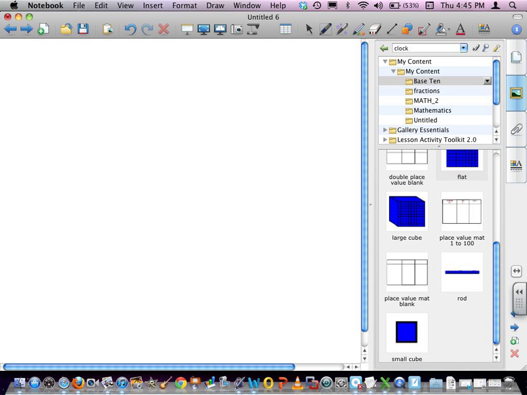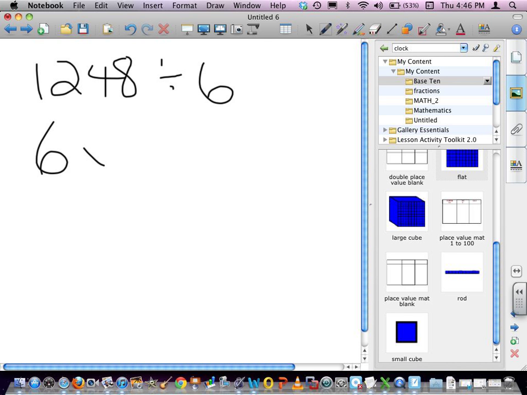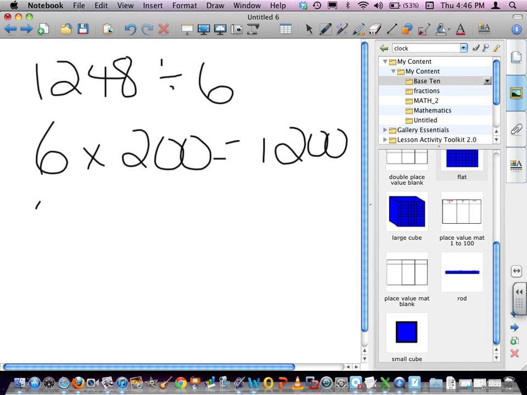So sometimes we might do something like 1248 divided by 6, right? So I might think, well, 6 times 200 is 1200. And I might think 6 times what is 48?